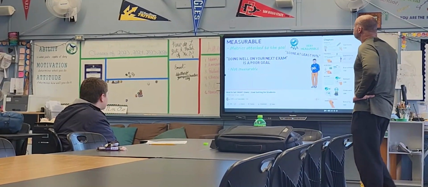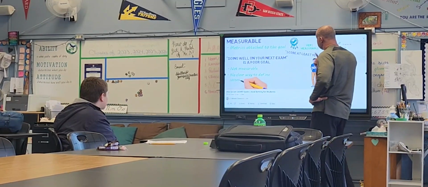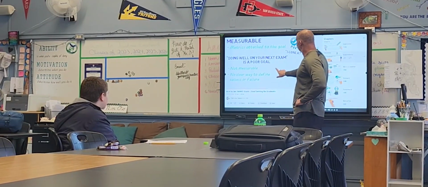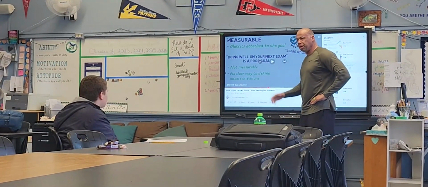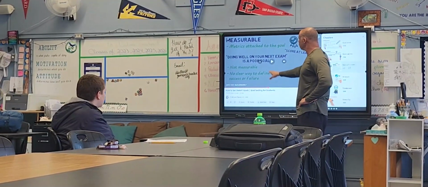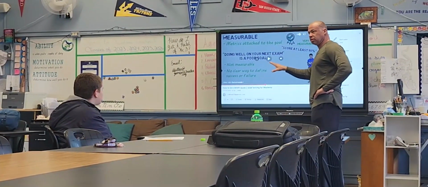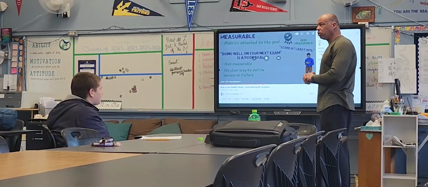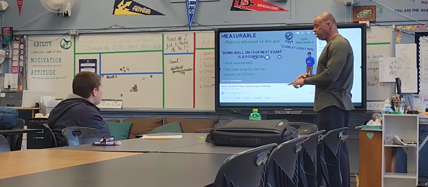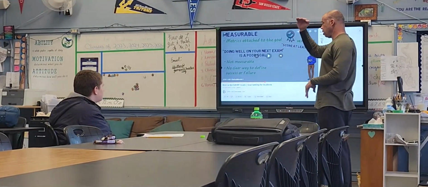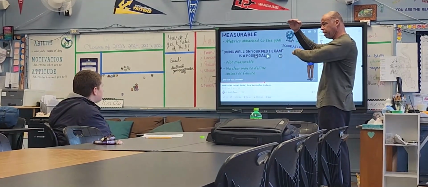It is not measurable, and there is no clear way to define success or failure. The next step is... So you see what the M is, it was S and then M. Does measurable make sense? Yes. So if my goal was to lose weight, and I weighed 250 pounds, you're like, okay, where do I want to get? I want to get to 200 pounds.